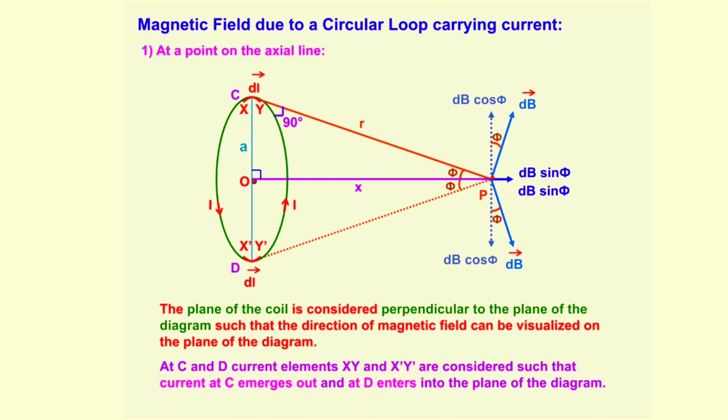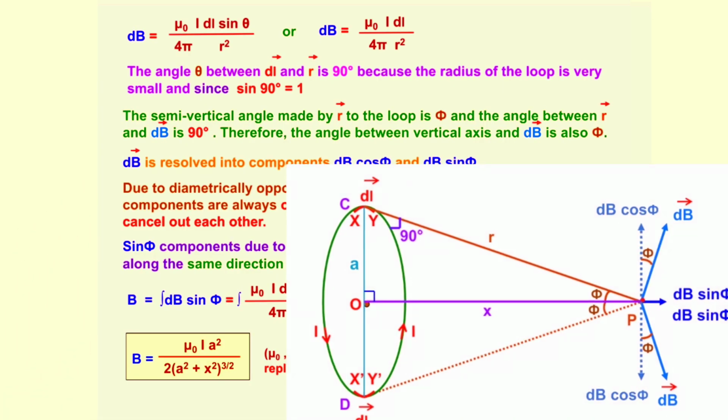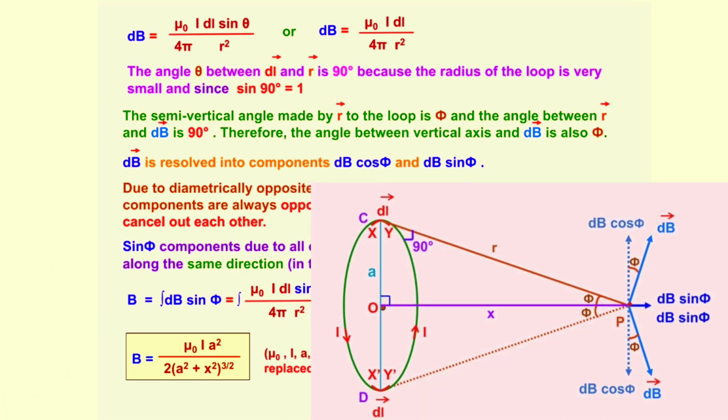Current is flowing in the coil in a particular direction. The plane of the coil, as I already told you, is considered perpendicular to the plane of the diagram or the plane of the board. Now point D is diametrically opposite to point C. So we are choosing any two points at the top and the bottom, one point at the top, and one point taken at the bottom, point D. These two points C and D are just opposite to each other.